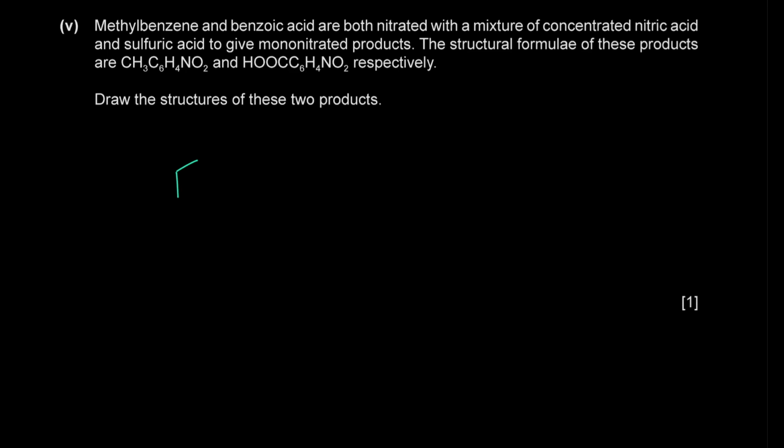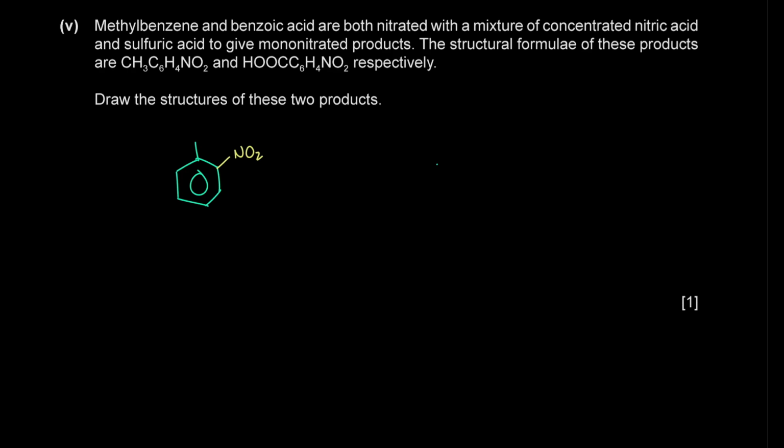Now we talk about methylbenzene, right? When methylbenzene is nitrated, which position would the nitro group go to? Remember that if we have a certain group present on the benzene ring, that determines the position of any new substituents. The methyl group is a 2,4 directing group. So when methylbenzene is nitrated, the nitro group will go to either the 2 position or the 4 position. Let's just say it goes to the 2 position over here.